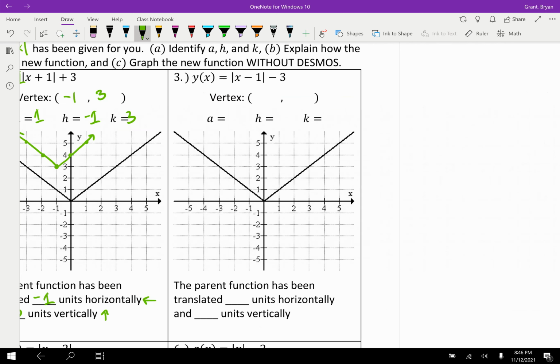Third one, okay, we have positive 1 comma negative 3. A is still 1 for today. That means we are going to shift our parent function 1 unit horizontally and negative 3 units vertically. And I did that completely wrong. 1 unit horizontally and negative 3 units vertically, which is the point (1, -3). From here, you can use that up 1 over 1 slope, or you can move every point 1 unit horizontally and 3 units vertically. There we go.